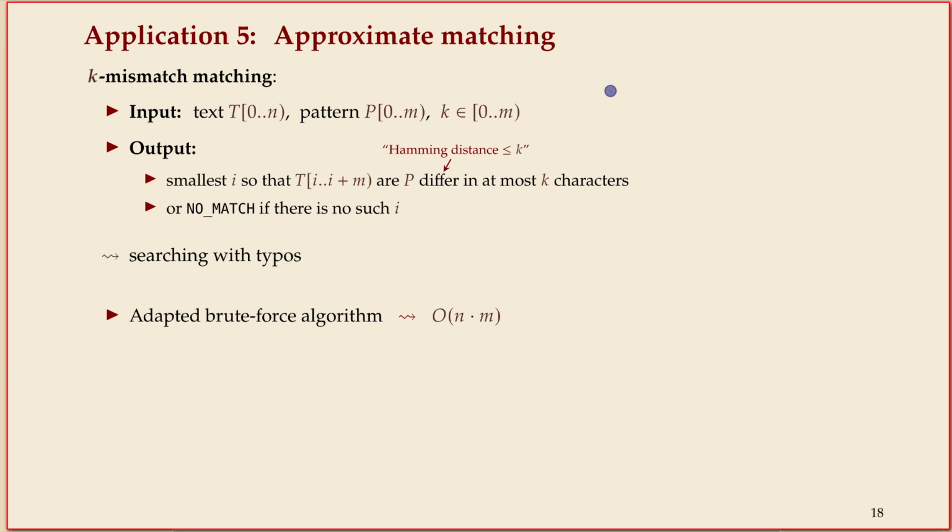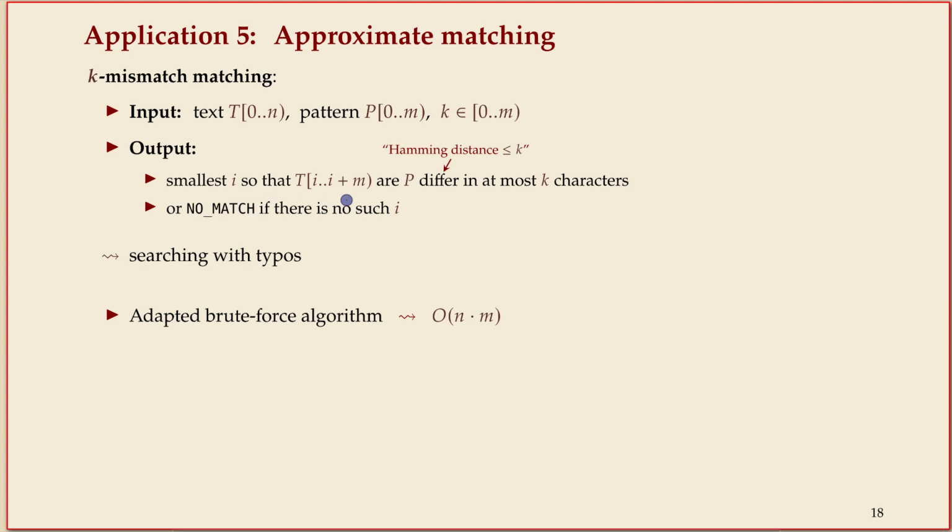And the first application that uses this is something where we want to find approximate matches. So far, whenever we talked about string matching, we were interested in finding exact occurrences of the pattern in the text. And there are many applications where it's desirable to allow little typos and so on, or a bit of noise. The simplest version of that problem is the k-mismatch matching problem. Similar to string matching, you're given a text and a pattern, but you're also given a bound on how many characters you're allowed to mess up and still call it a match.